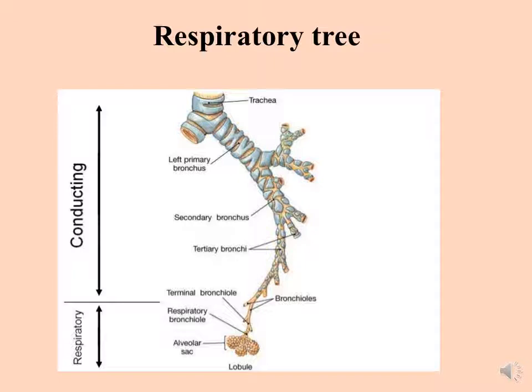Let's recapitulate the subdivisions of the respiratory tree. Functionally, the respiratory tree is divided into conducting part and respiratory part. In the following figure, we can see that the conducting part includes the upper respiratory tract and the lower respiratory tract up to the terminal bronchioles. Below the terminal bronchioles, we have the respiratory part, which is responsible for the exchange of gases.